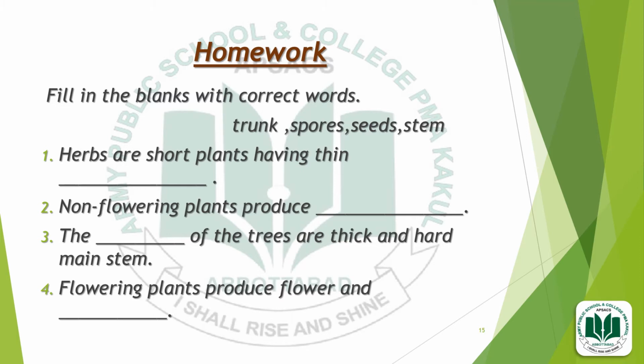Homework is fill in the blanks with the correct words, and the words are given here: trunk, spores, seeds, stem. Herbs are short plants having thin dash. Non-flowering plants produce dash. The dash of the trees is the thick and hard main stem. Flowering plants produce flowers and dash.